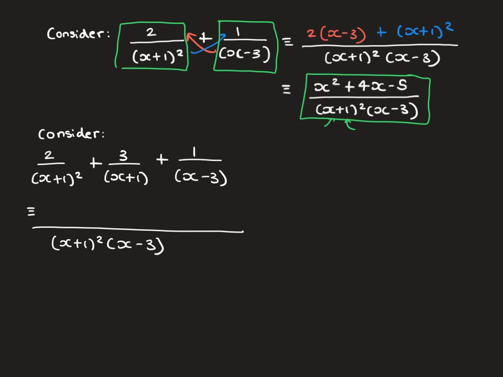So what does each one of these need in its numerator? Well, this one needs an x minus 3. So we'll end up with 2(x minus 3) from the first fraction. This one here needs to be multiplied by an x plus 1 and an x minus 3.